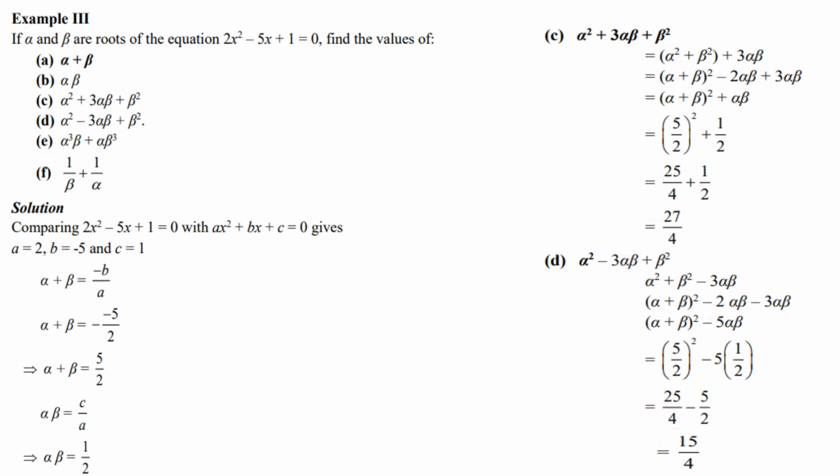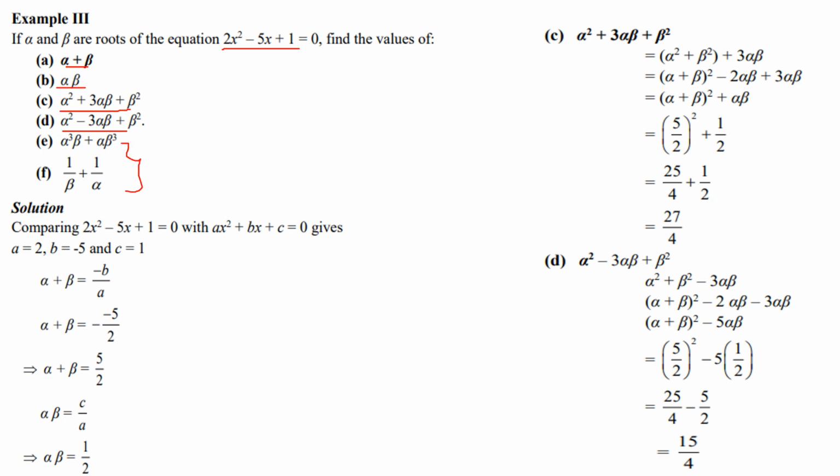Example 3, you are told that alpha and beta are the roots of this equation. Find the values of alpha plus beta. This is the sum of roots. Part B is requiring the product of roots, and part C wants you to further simplify the question in terms of either alpha plus beta or alpha beta. And the same applies to part D, the same applies to other parts.